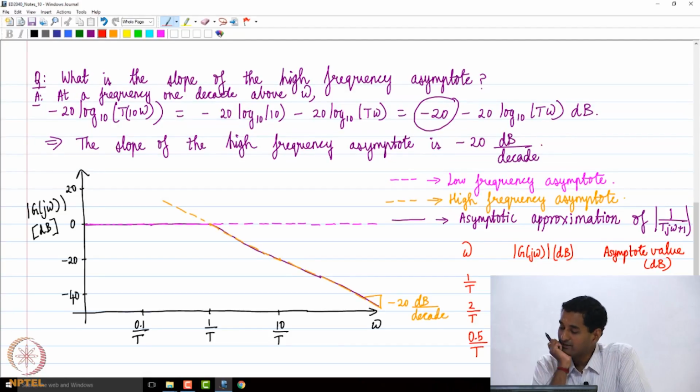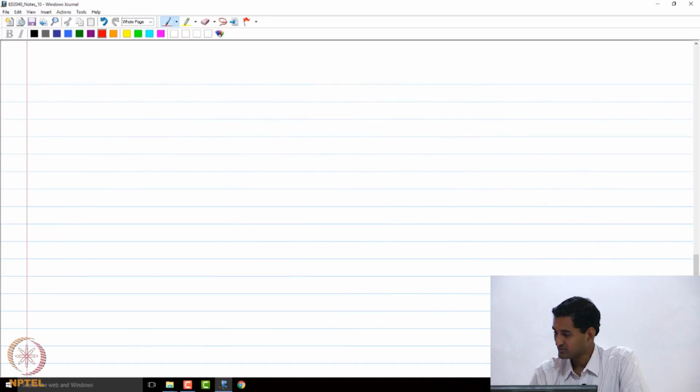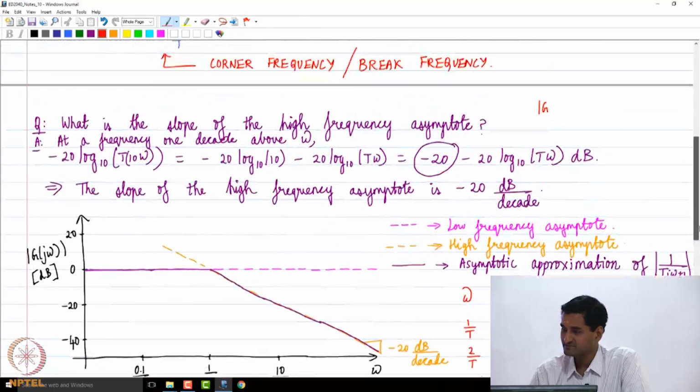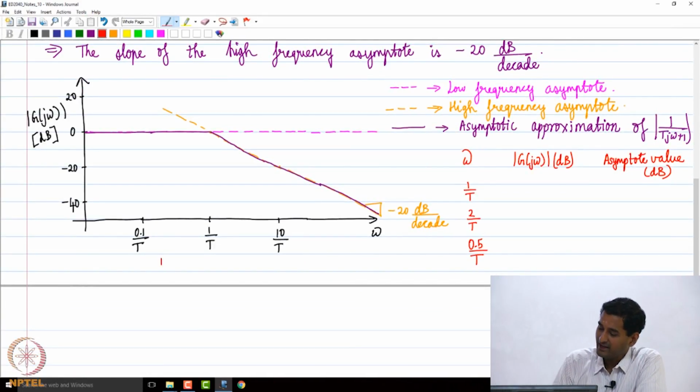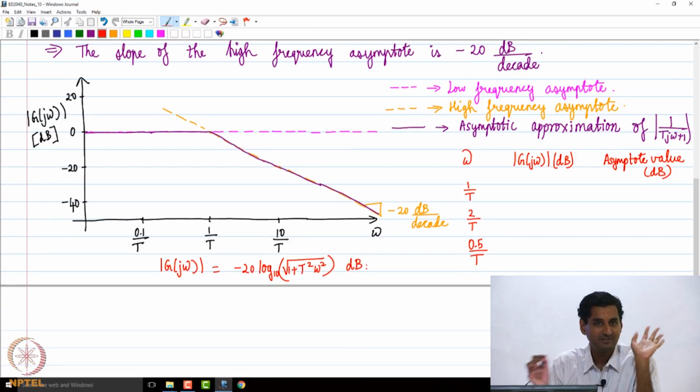So what do you think will happen to the value of magnitude of G omega, the actual one, in decibels? I think I should scroll a little bit so that it is visible. Let me erase this. Please note that the actual magnitude of G omega in decibels is going to be minus 20 log to the base 10 square root of 1 plus T squared omega squared. This is as it is, no approximation. So now substitute omega equals 1 by capital T there.